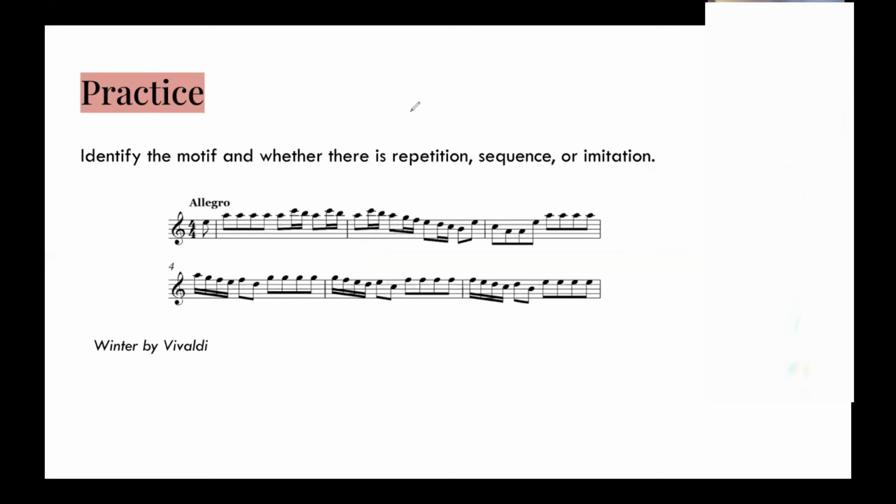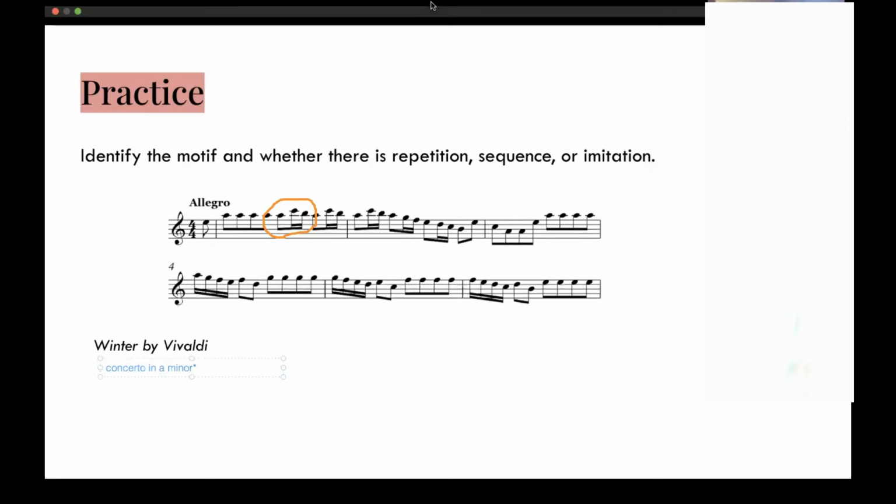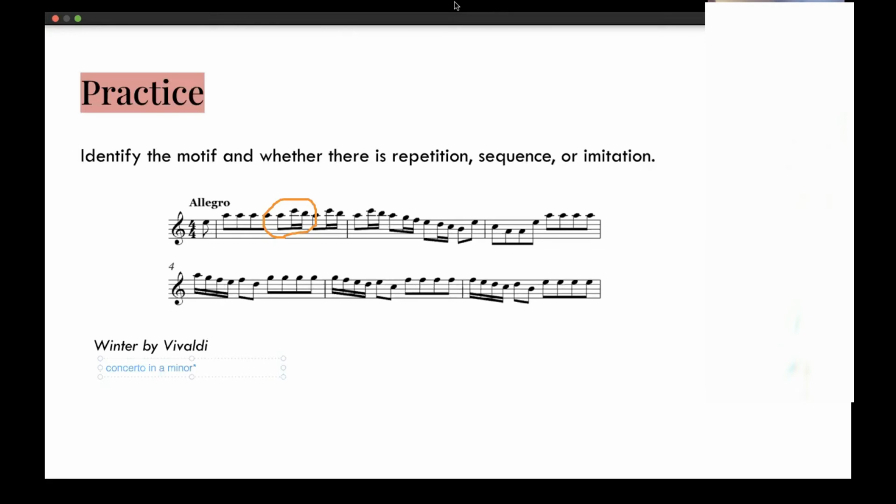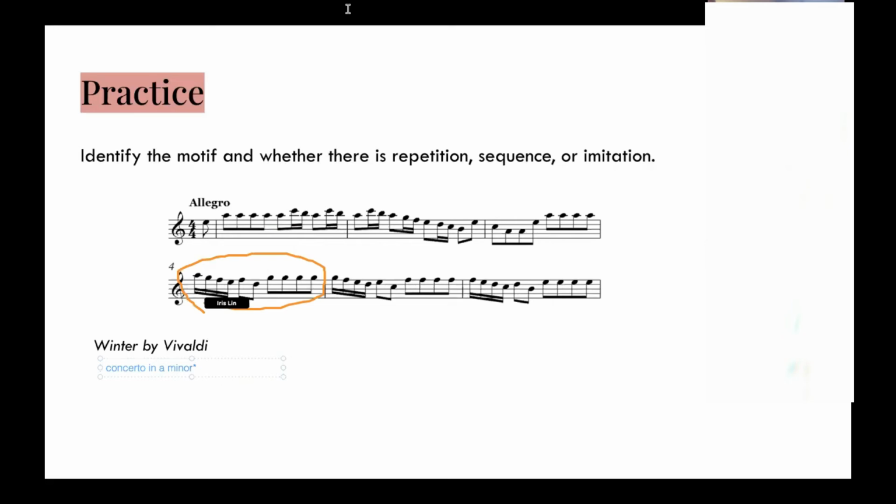Okay, now identify the motif and whether there is repetition, sequence, or imitation. Can you find the motif first? This thing, and it is... Just a comment. For these exercises, you don't always have to look in the very first measure. You should look for some kind of pattern within the piece and then find the first instance of that pattern. That's like just a helpful thing. Okay, so Iris, that was close for the 8th note and then 2 16th notes, but they're not really repeated in the second line or anywhere else.